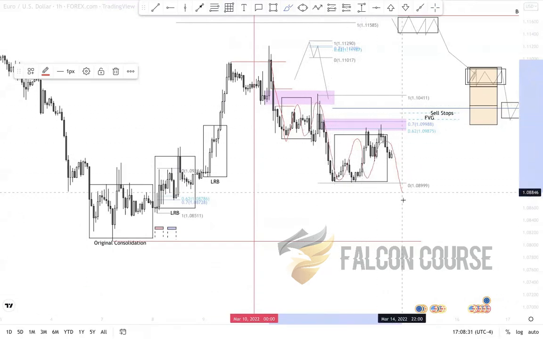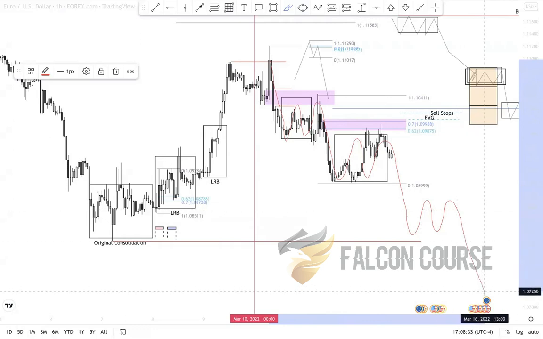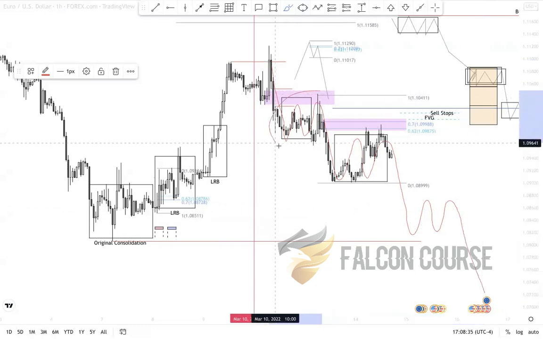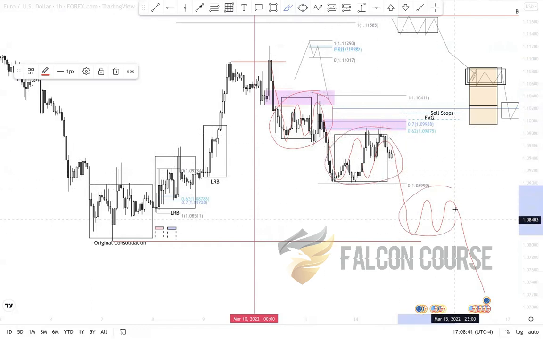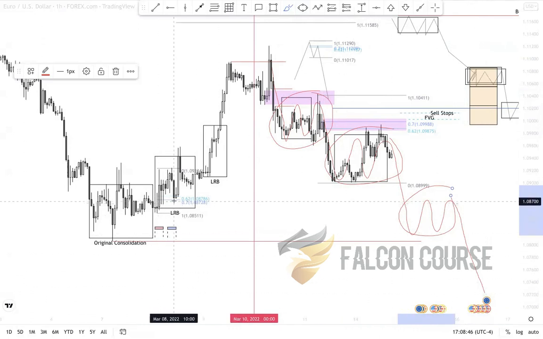This is what I tried to explain with the impulsive thing. So this is how it moves. It's creating a consolidation, an impulsive, a consolidation, an impulsive, a consolidation, another impulsive. And sort of the same idea.